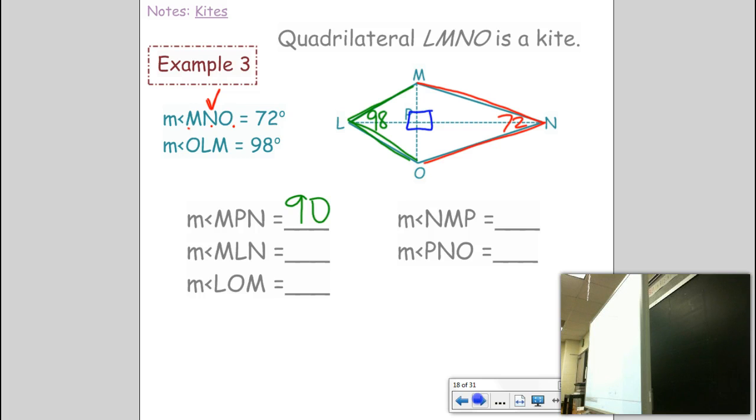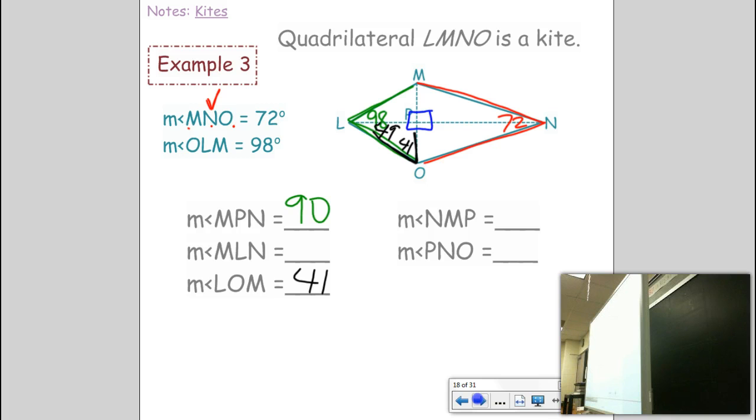Kendall, give me any of those angles. 41 is LOM. Let's see, LOM. Right here is 41. So 98 divided by 2 minus 90. 98 divided by 2 is 49. If that's 49, then that's 41 because those angles have to add up to 180. Very nice.